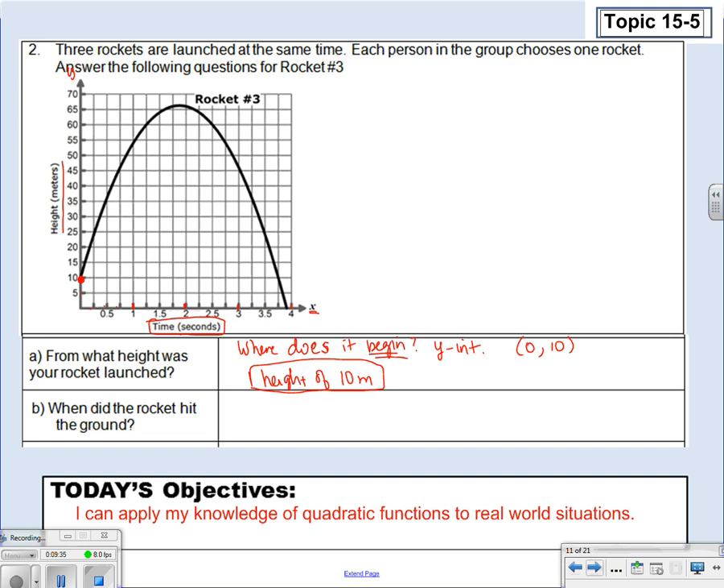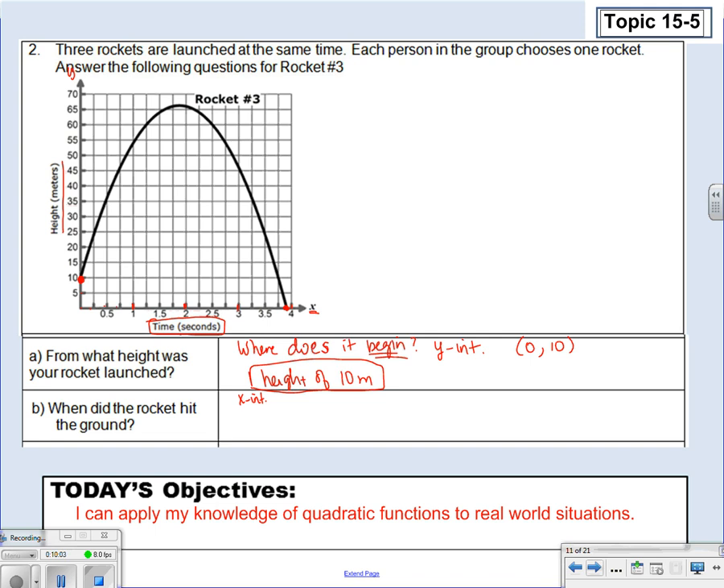B says, when did the rocket hit the ground? Well, if my y-axis tells me how far it is from the ground, I'm going to look for when it hits the ground. The ground is the x-intercept. That's just another way of asking about the x-intercept, except because we're talking about rockets, I would say, when does the rocket hit the ground?